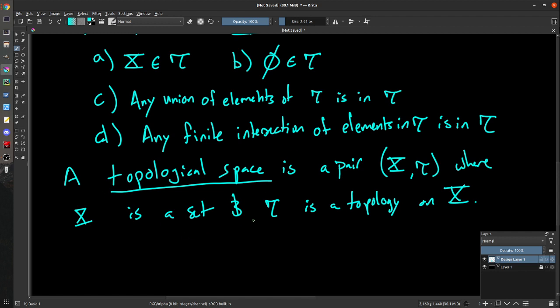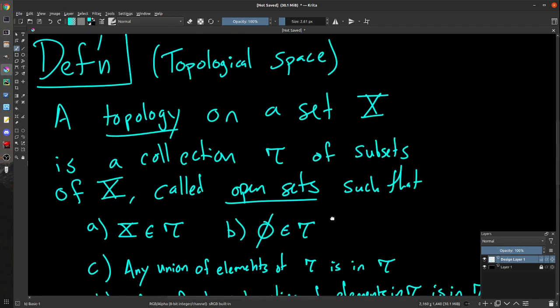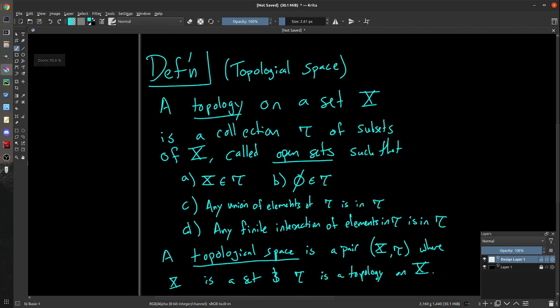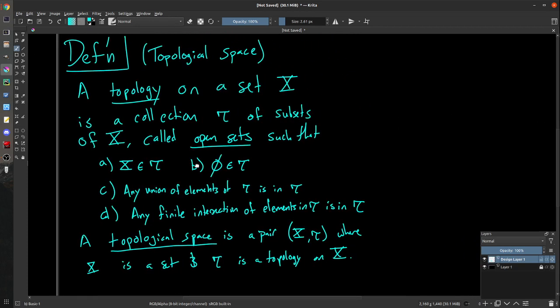But anyway, so this is topology and a topological space. Maybe I've zoomed in a little bit too much there.